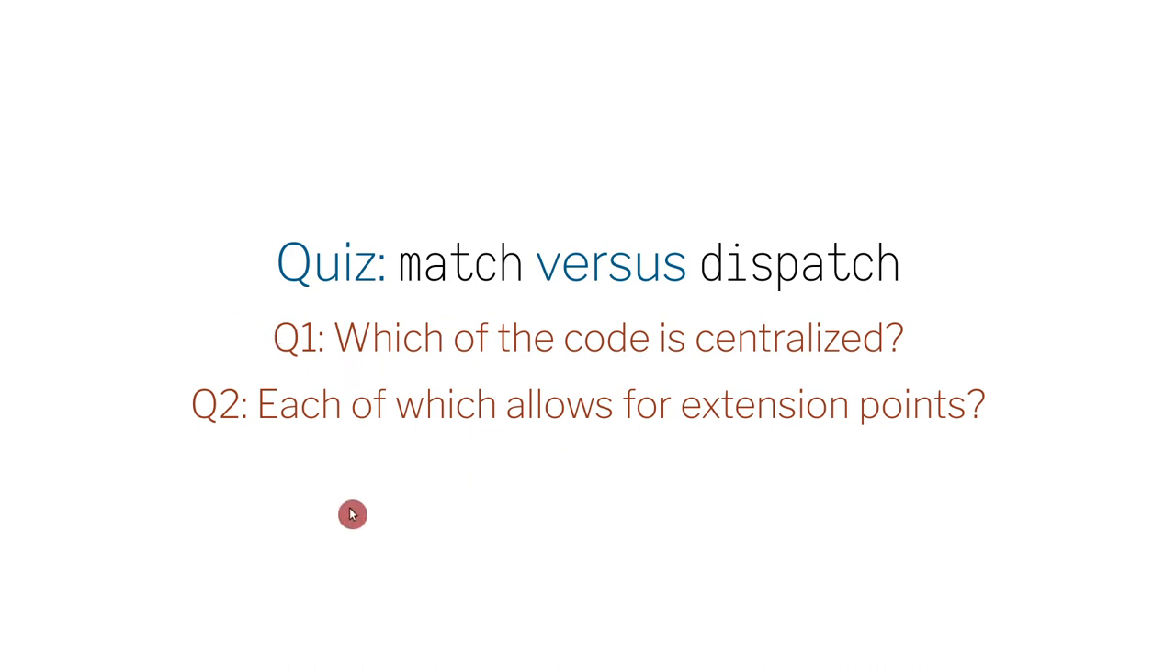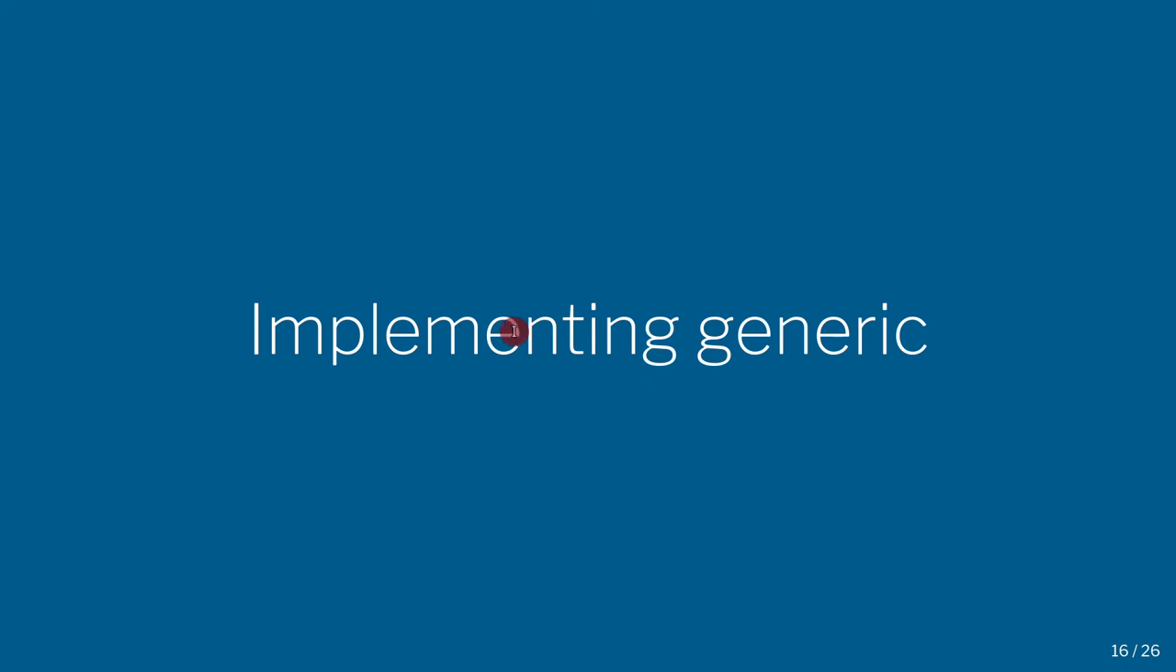So then try to answer these two questions. Which of the code is centralized? Is it the match or is it the dispatch? And which of them allows for extension points? Is it the match or is it the dispatch? Maybe pause the video and try to answer these questions. So in the next video, I'm going to go through a possible implementation of generics in Racket.